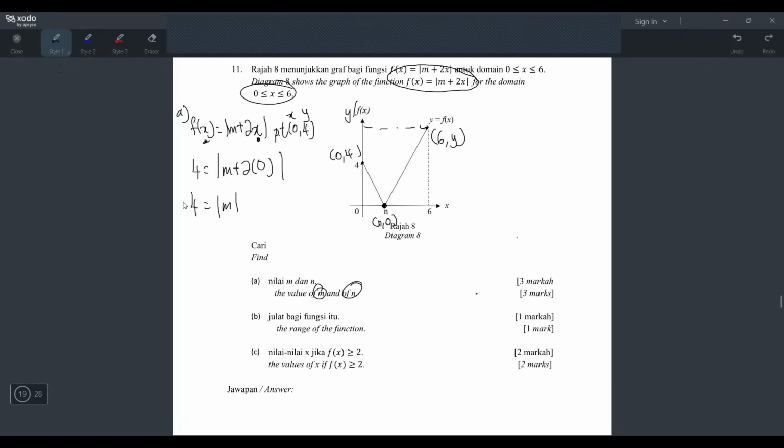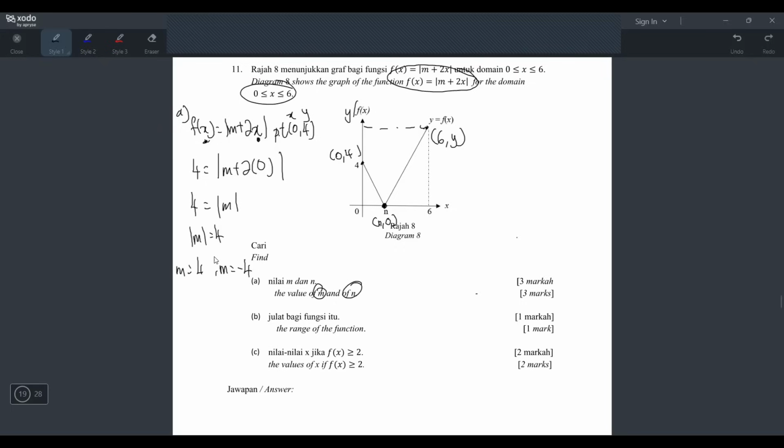Then what is the correct way? The correct way is to move the modulus to the other side. When you move the modulus, there will be two answers, one positive and one negative. So your m will be 4 and your m will be negative 4, right? But one of these answers is correct and another one is wrong. But we don't know which one is correct and which is wrong now, right? Why do I say that?